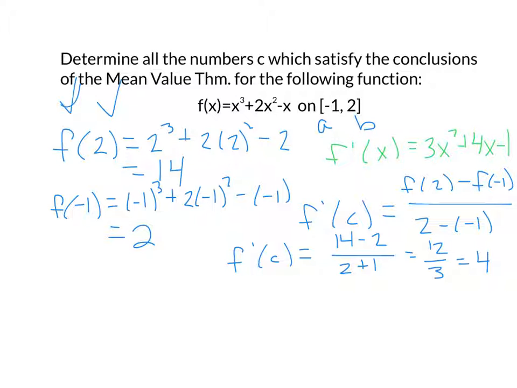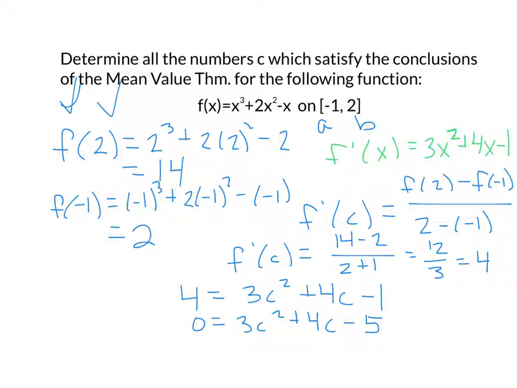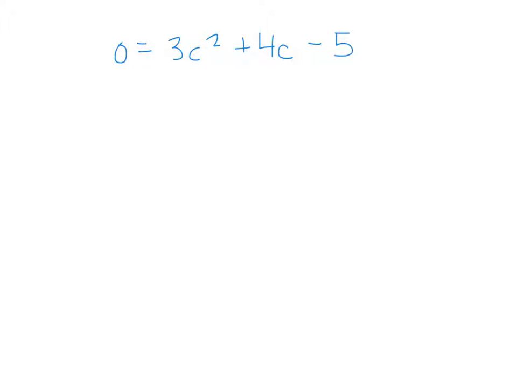So I want to know, when does 4 equal 3c squared plus 4c minus 1, right? I'm trying to find what c values make this work. So I'm going to make it equal to 0. So I have 3c squared plus 4c minus 5. And then I need to solve this. Okay, so it multiplies to 15 and it has to factor to 4. Okay, so I don't think I can factor that. So if I'm not sure, I'm just going to use the quadratic formula.